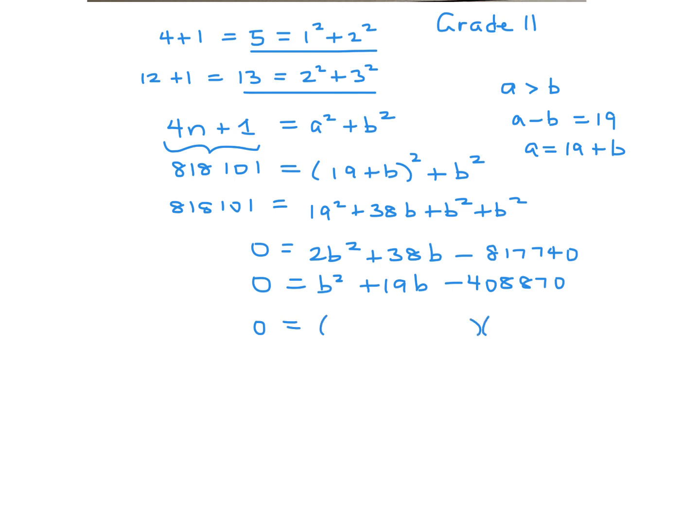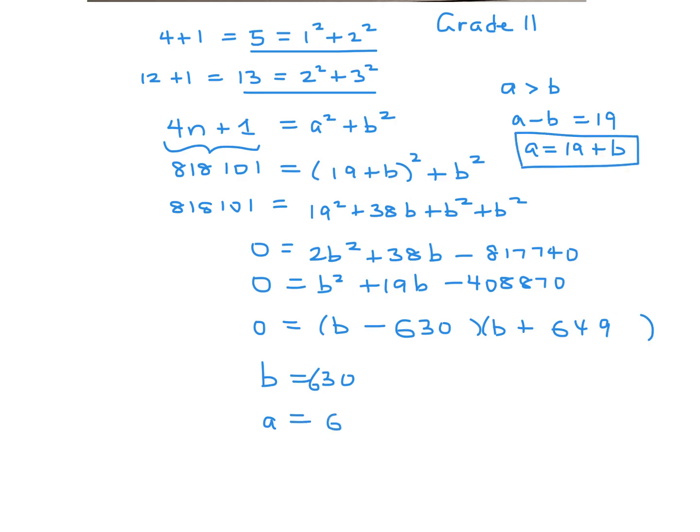You can use the quadratic formula, but it's up to you, really. It's a long quadratic, but I can factor it: 630 and 649. So that means b is equal to 630, because it has to be positive, so it can't be minus 649. And then a is 19 plus b, so a would be 649, positive. So these are the values of the two integers that satisfy the question's conditions.